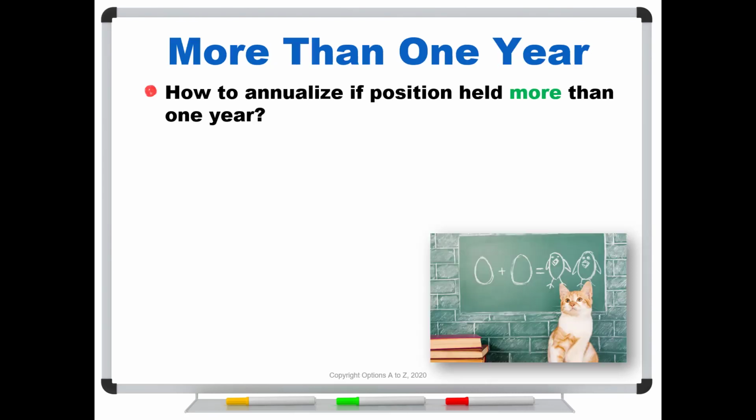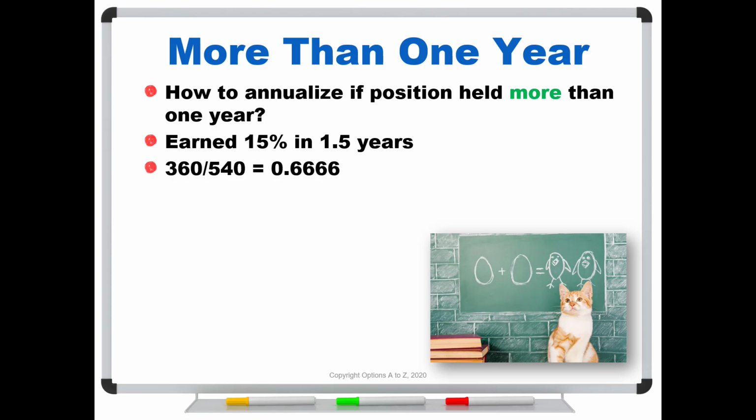Well, how do you annualize if the position is held more than a year? It's really just the same idea. Let's say that you earned 15% in 1.5 years. Take the 360 days in a year divided by the number of days you held the investment. It's always the same formula. Now in this case, we got 0.6666. If you start getting decimals like this, it's a good idea to expand them out. So that's 2/3 of a year.